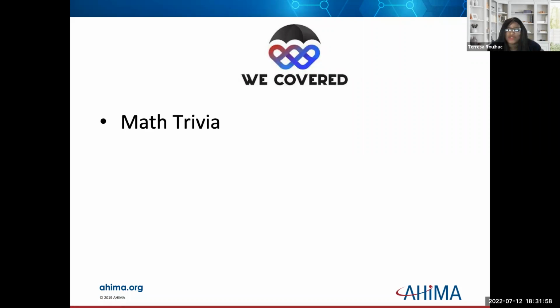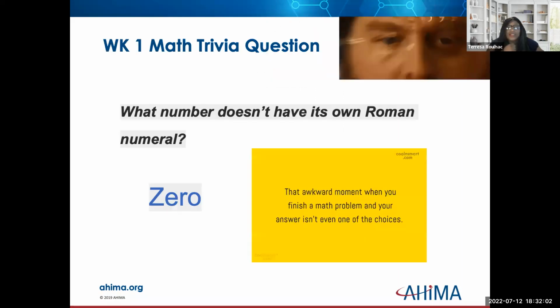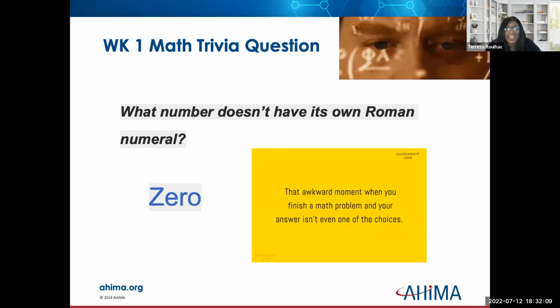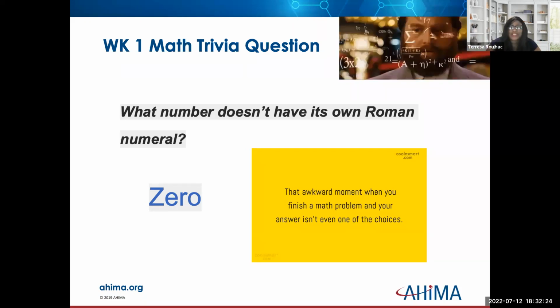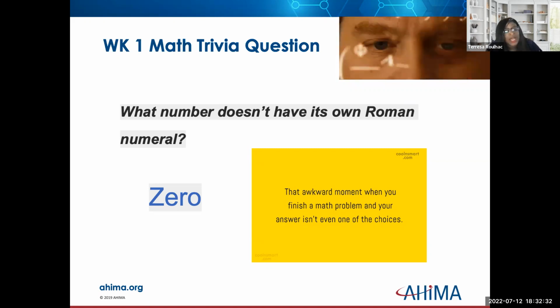So we went over our math trivia. Do you guys remember what it was? What number doesn't have its own Roman numeral? 0. And then our little math words were, how many times has this happened to anyone, right? You're doing a math problem, you're feeling confident, you're taking everything down, doing your subtractions, your multiplications, feeling like, yes, I got this. And then you look down at the choices and realize that none of the answers on the page reflect the answer that you came up with, right? So it's that awkward moment when you find a math problem and your answer isn't even one of the choices.